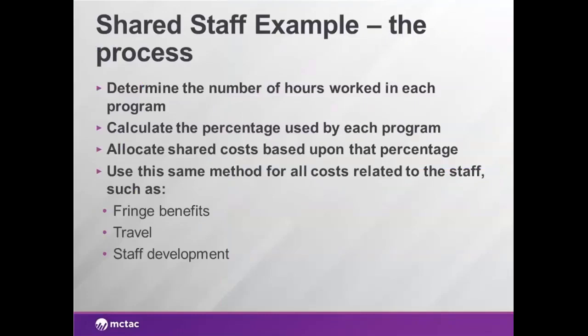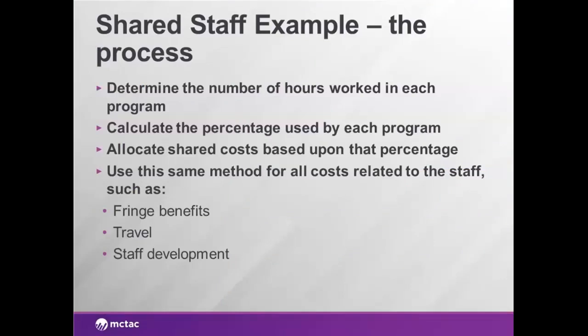So, like I said, you determine the number of hours worked in each program. You calculate the percentage, you allocate the cost based upon that percentage, and then you post those costs to each of the individual programs on your general ledger. Then you use the same method for costs related to fringe benefits, travel, and staff development.